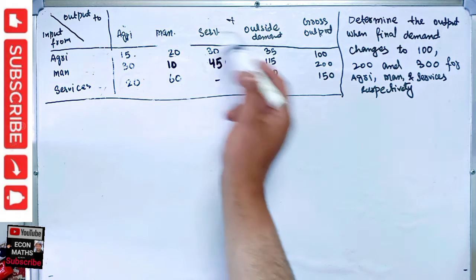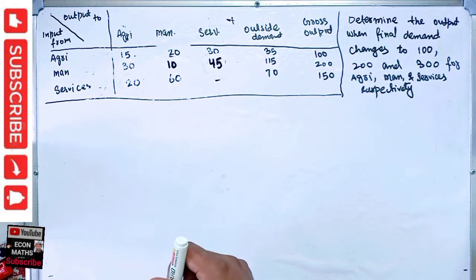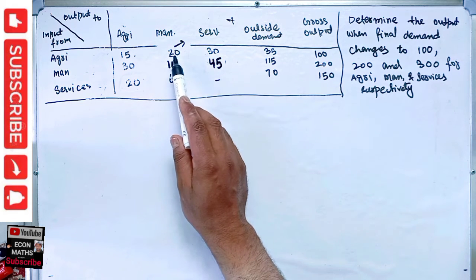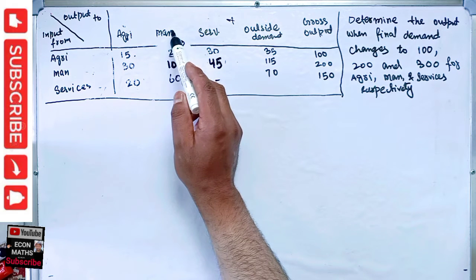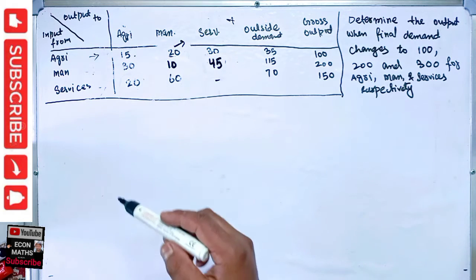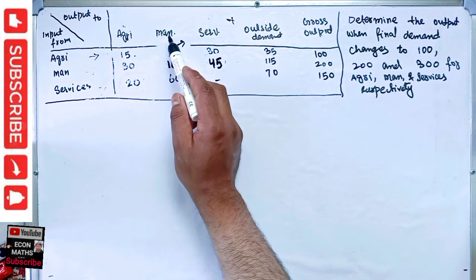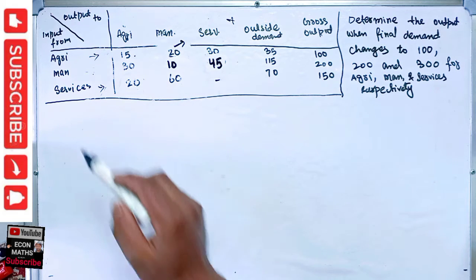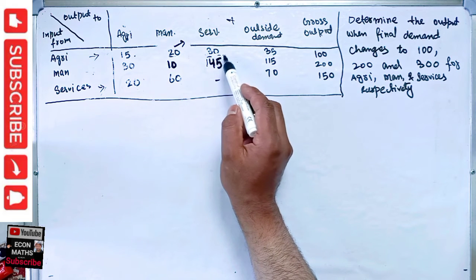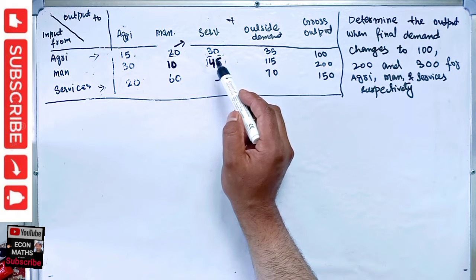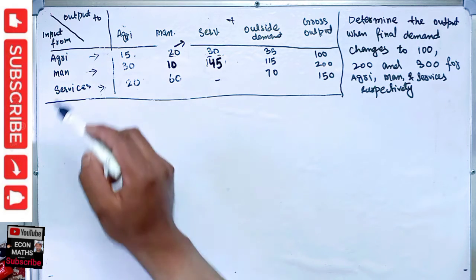First of all, we will try to comprehend what this input-output table tells us. Let us take this very number. This 20 here tells us that the manufacturing sector is consuming 20 units worth of output produced by the agriculture sector. Similarly, this 60 tells us that the manufacturing sector is consuming 60 units of the output produced by the service sector. Similarly, this 45 tells us that the service sector is consuming 45 units worth of output produced by the manufacturing sector.